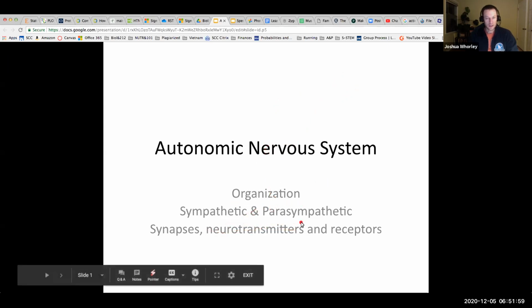We'll contrast these two nervous systems in terms of organization and what the effects that they have. And in doing that, we need to look at their synapses, the neurotransmitters they use, and the types of receptors that they use.